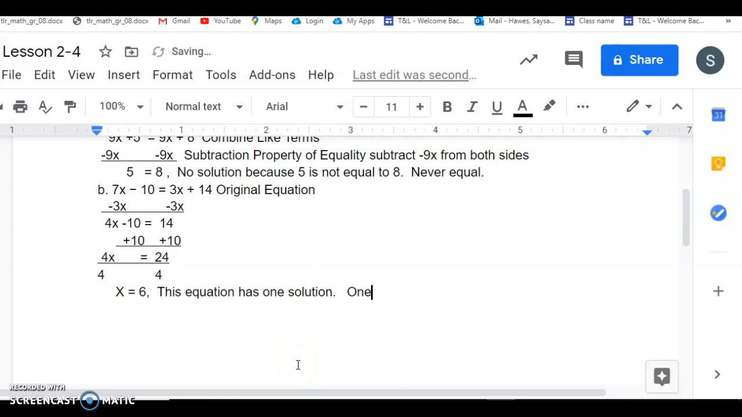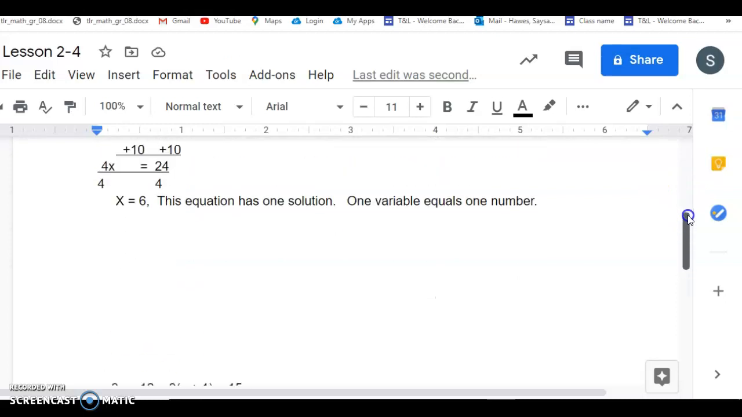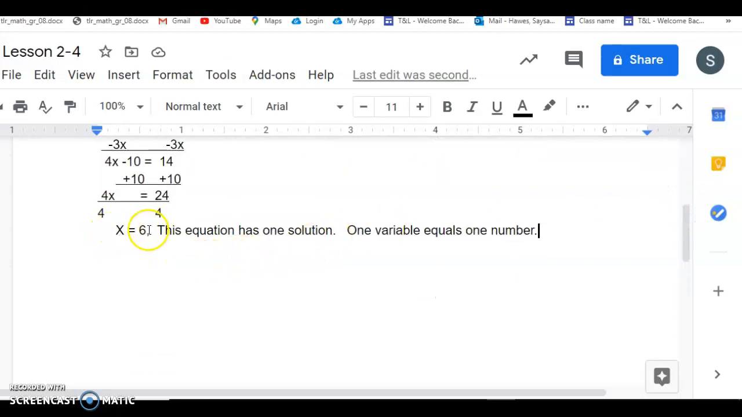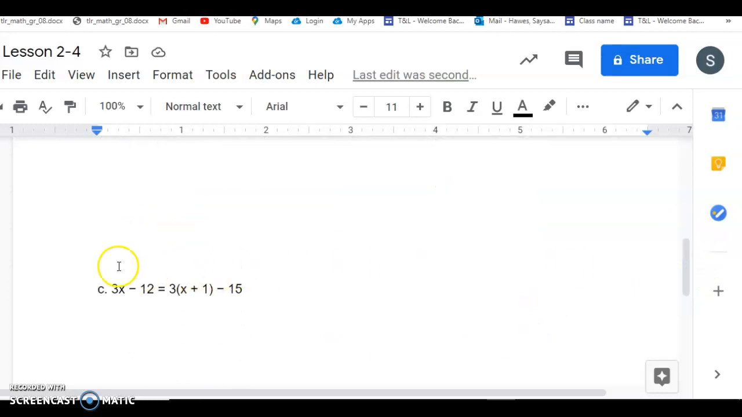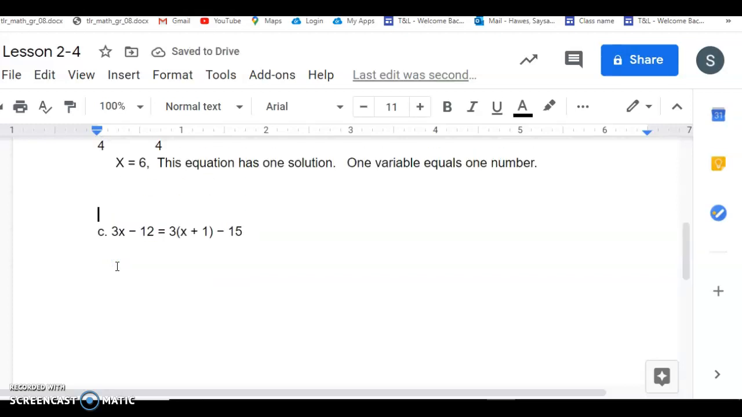That means one variable equals one number. Okay, that's why you have one solution on B. We call that one solution because you have x equals 6. Okay, the number can be positive, can be negative, or can be a fraction, or even 0, as long as you have one variable equals one number. That means you have one solution.